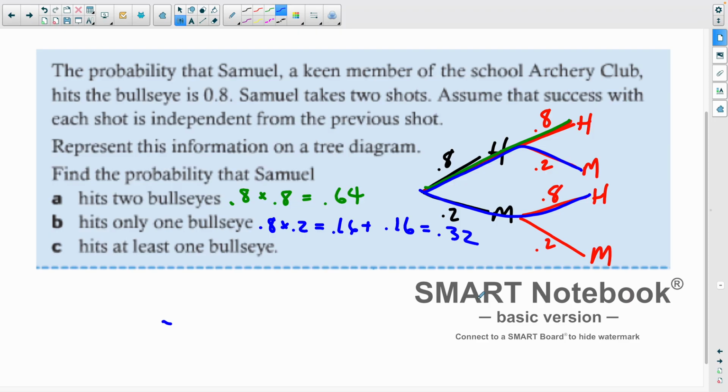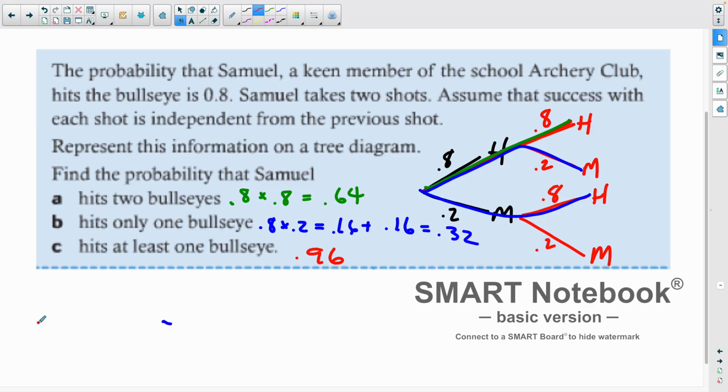So I go to the last question here. It says, what's the probability that he hits at least 1? How many paths take me to at least 1? The 3 paths that we've already done, correct? So I can add the 0.64 and the 0.32. That's correct. So this would be 0.96. So he's got a 96% chance of hitting at least 1 bullseye.